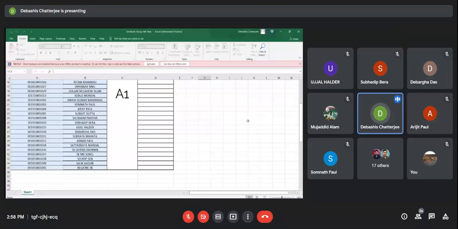31. Okay, next roll number. Subroto Mahata, 31. Then 32, Arnab Pal. Yes, sir. 34, Satyabrat Mondal. No, 36, Sheikh Saik Rahman. Yes, sir. Acha.